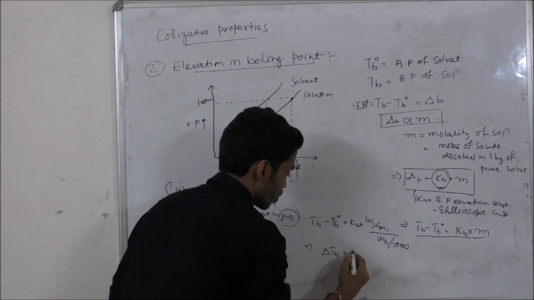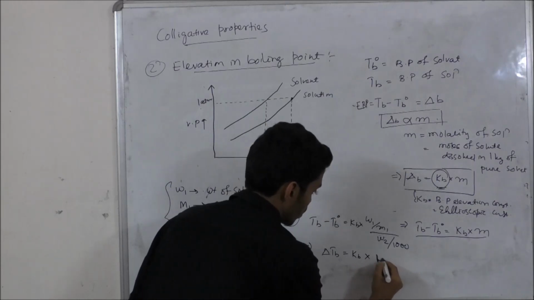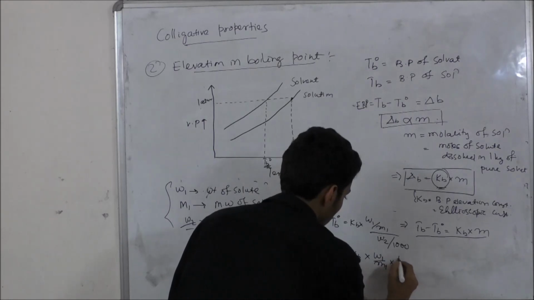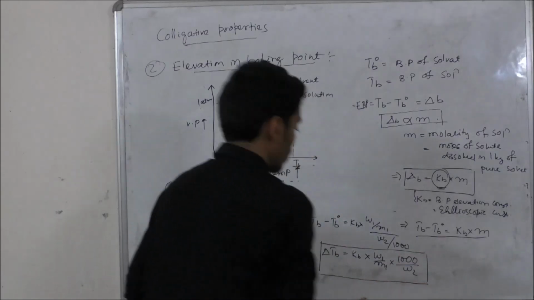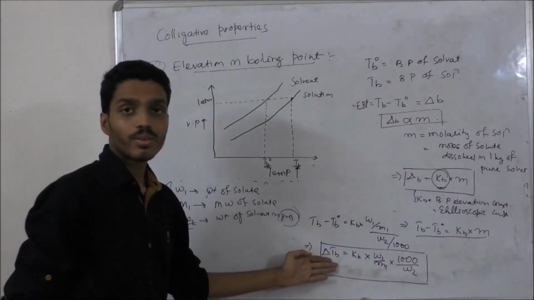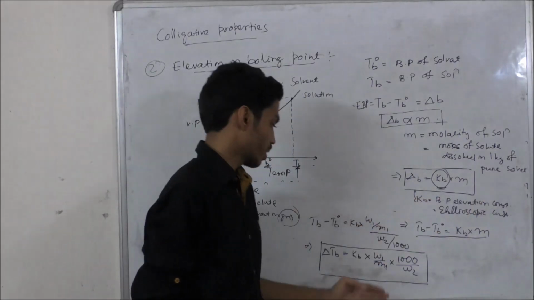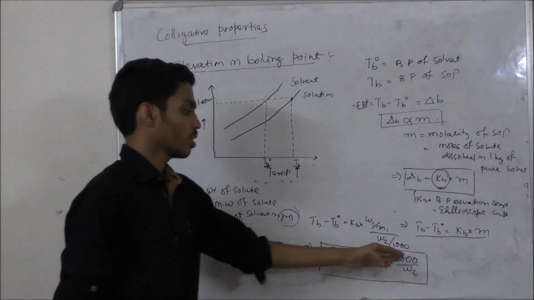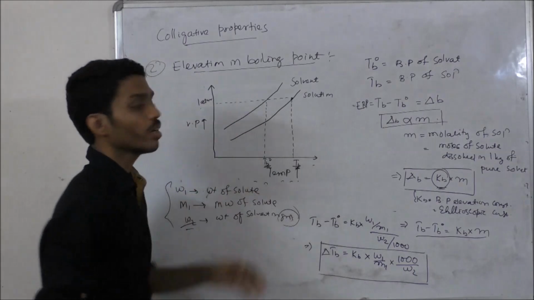delta Tb equals Kb into W1 by M1 into 1000 by W2. So this is your final equation to deduce the elevation in boiling point. Delta Tb is the elevation in boiling point, Kb is the boiling point elevation constant, W1 is the weight of solute, M1 is the molecular weight of solute, and W2 is the weight of solvent. So this was all about elevation in boiling point.